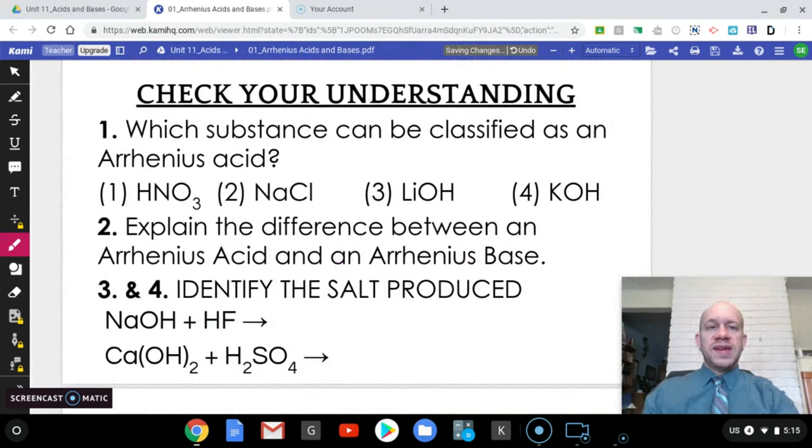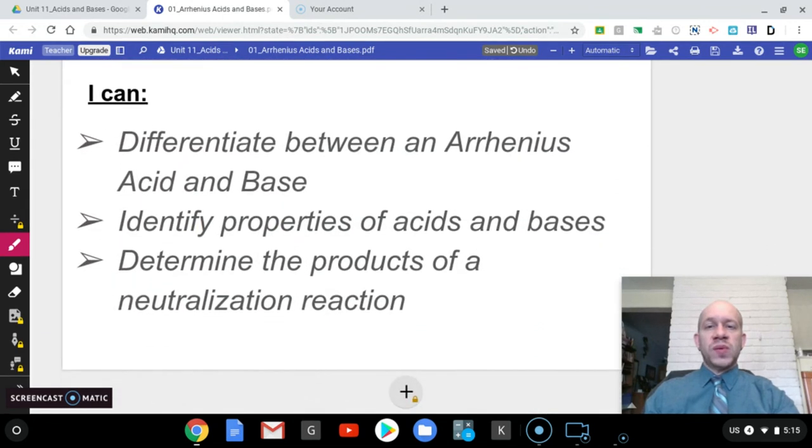So check your understanding. And now you can differentiate between an Arrhenius acid and base. You can identify properties of acids and bases, and you can determine the products of a neutralization reaction.